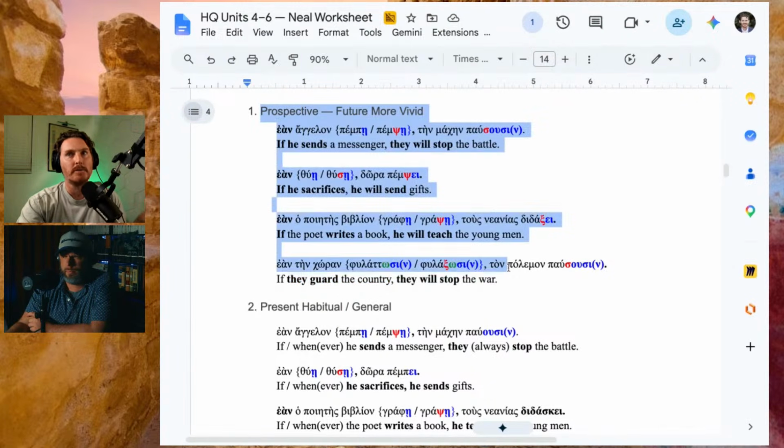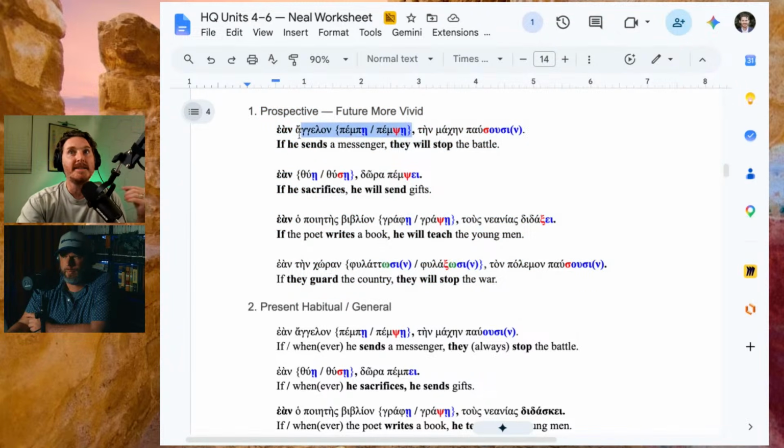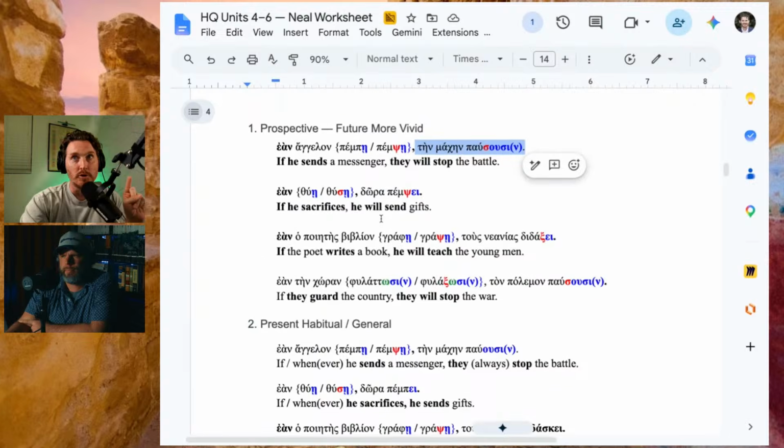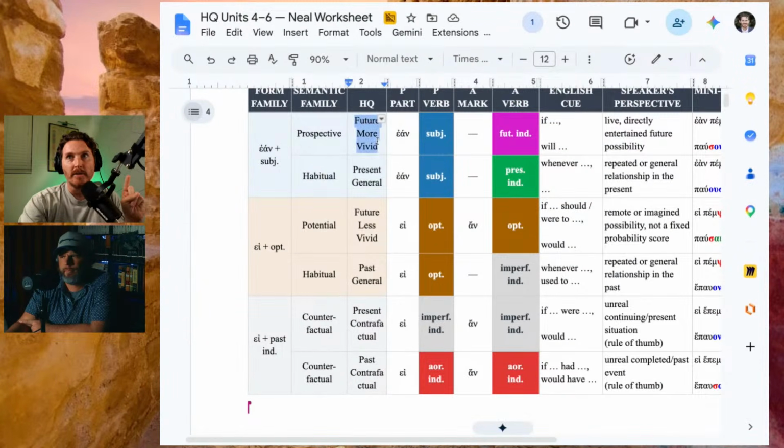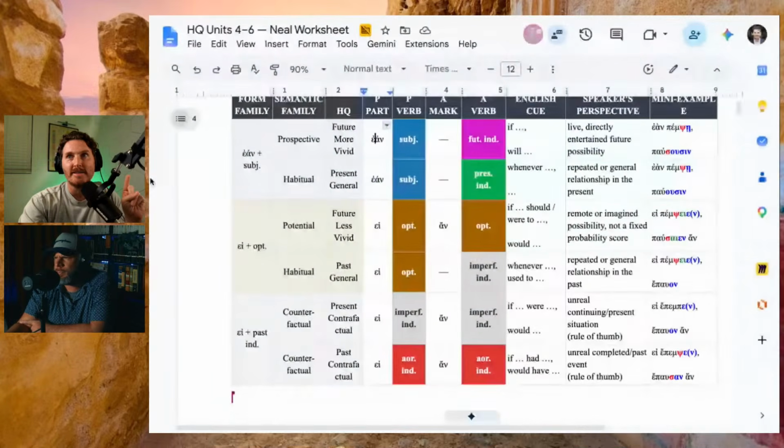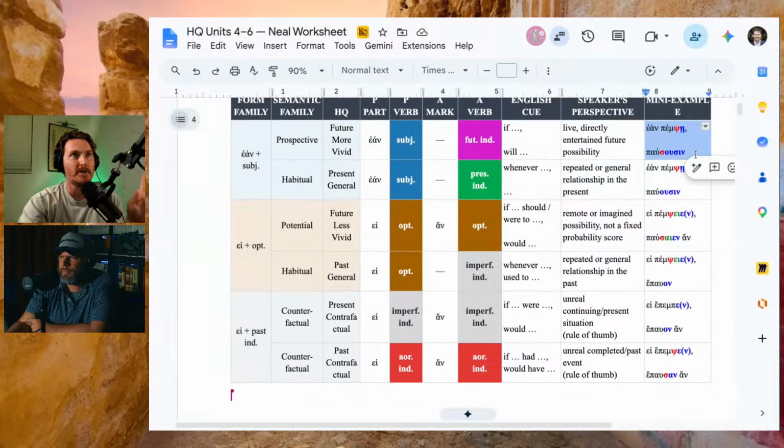So this is the first one we're going to deal with, and it's the prospective, future, more vivid, where on this side we have ean plus subjunctive, and then here we have the future, tein machen paususin, without on. There's no on in this apodosis. And this is the future more vivid, and if we look back at the table, we can see this is what it is, right? Ean, subjunctive, future indicative. It matches this exactly. This is exactly what we just saw. Make sense? Yeah, it does.